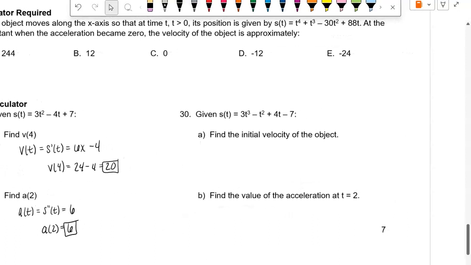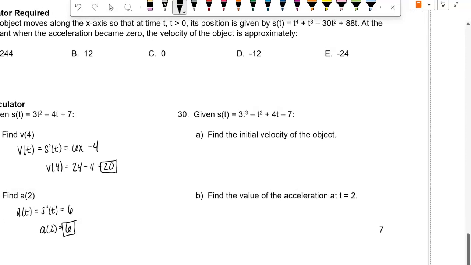In number 30, they introduced this word, initial velocity of an object. The initial velocity or the initial position or the initial anything is you're finding that position, velocity, or acceleration when the t value is 0. So initial velocity, I'm looking for the velocity when time equals 0.